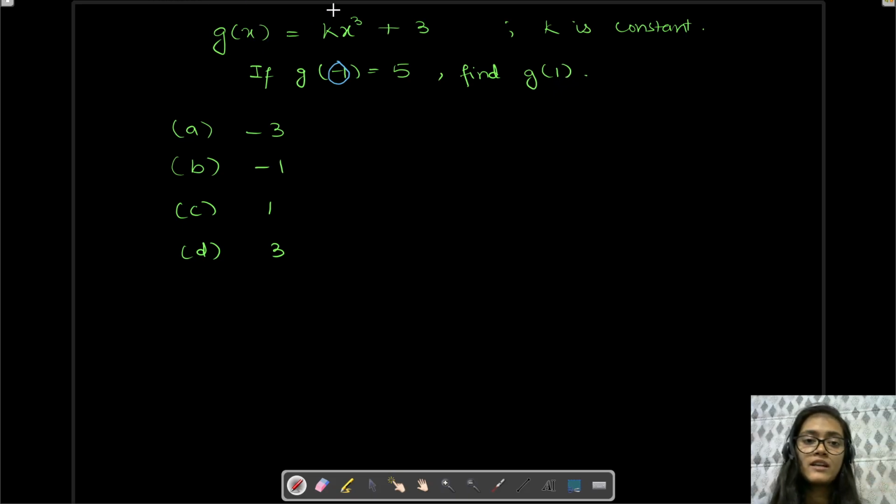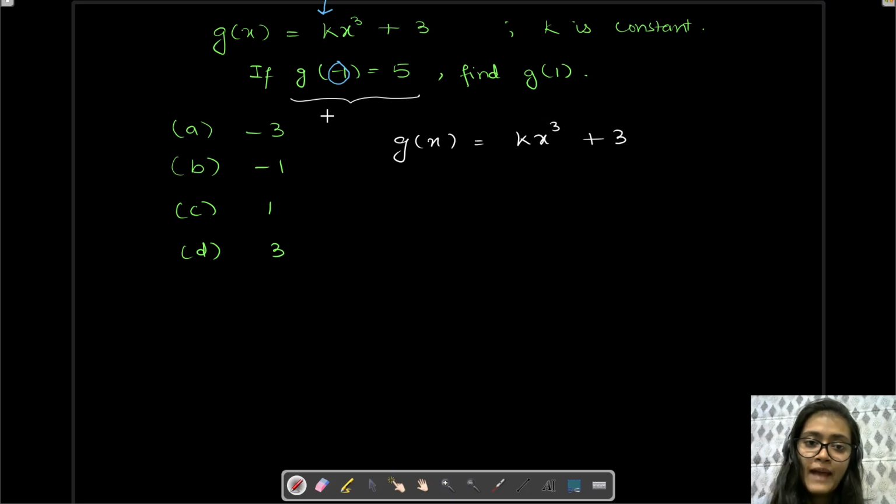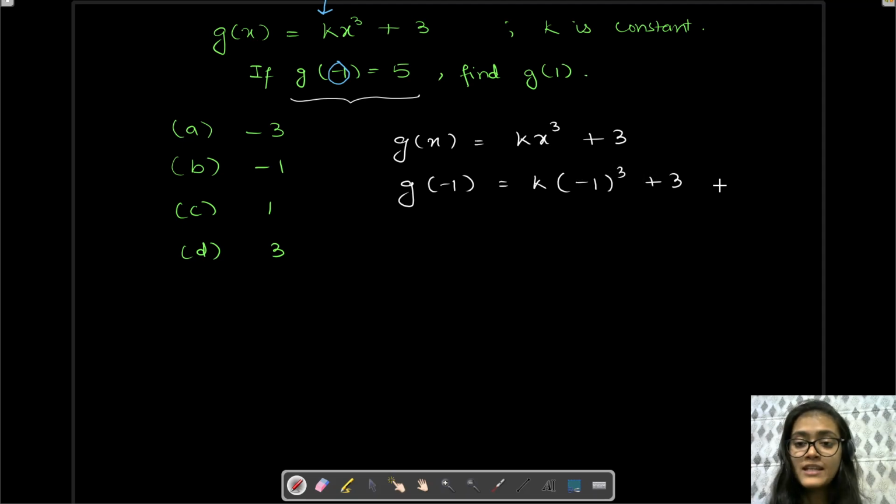But the problem here is that we don't know the value of k. And until we find out the value of k, we cannot find out g of 1. So in order to find out the value of k, we will use this information. Okay, so g of x is equal to k times x cubed plus 3. And it's given that g of negative 1 is 5. So substitute x equals negative 1. So k times negative 1 cubed plus 3, and this value is equal to 5.